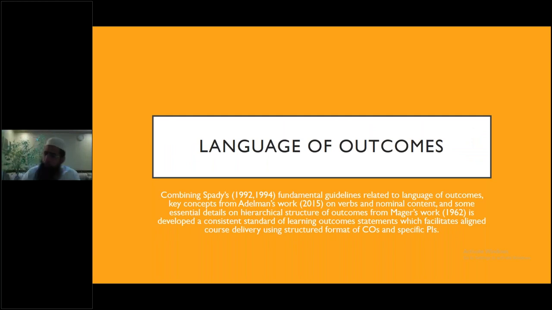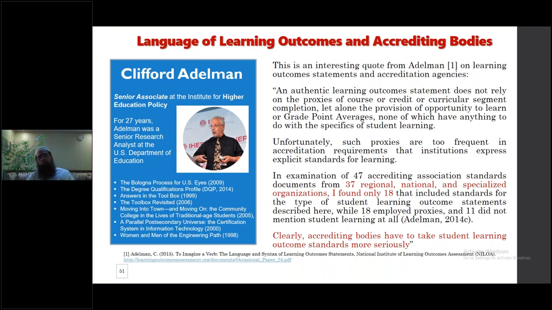So I would focus, for a few minutes, on the language of learning outcomes, because I gave you a big picture. And this is a very big gray area, unfortunately. We are specifically referring to Clifford Adelman. Clifford Adelman says that he examined 47 accreditation standards, and he found only 18 that actually had some proper standards for learning outcome statements, because most of them have something to do with GPAs and other proxies, which have nothing to do with the specific learning outcome.